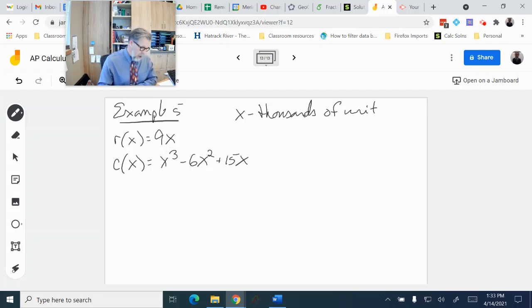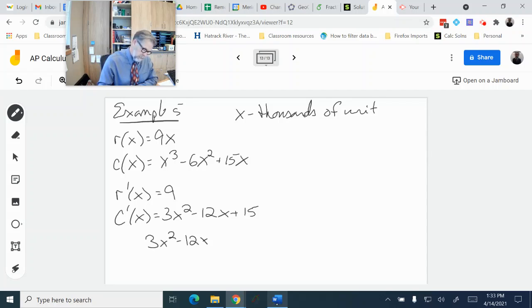So to maximize profit, we need r prime of x, the derivative, the rate of change. Well, let's just refer to it as the marginal revenue. Well, we know that's 9. The marginal cost is 3x squared minus 12x plus 15. And we want those to be equal. So 3x squared minus 12x plus 15 equals 9. Simplifying that, we can set it equal to 0: 3x squared minus 12x plus 6 equals 0.